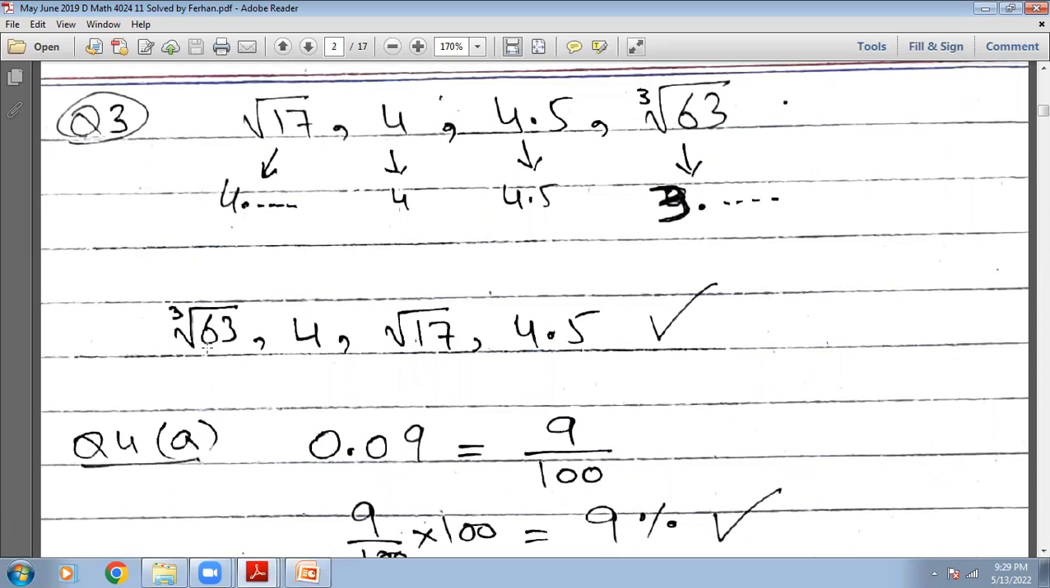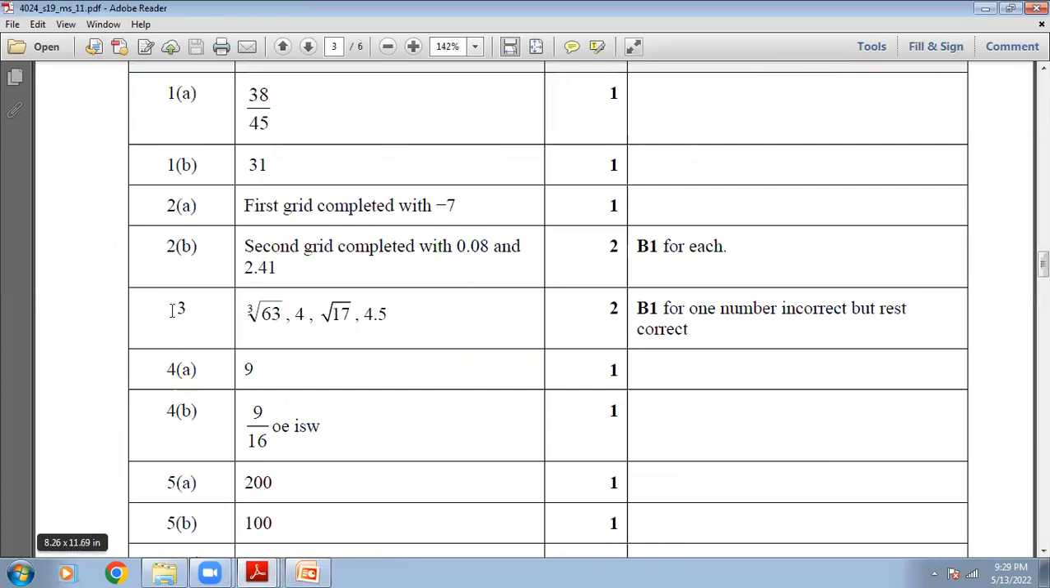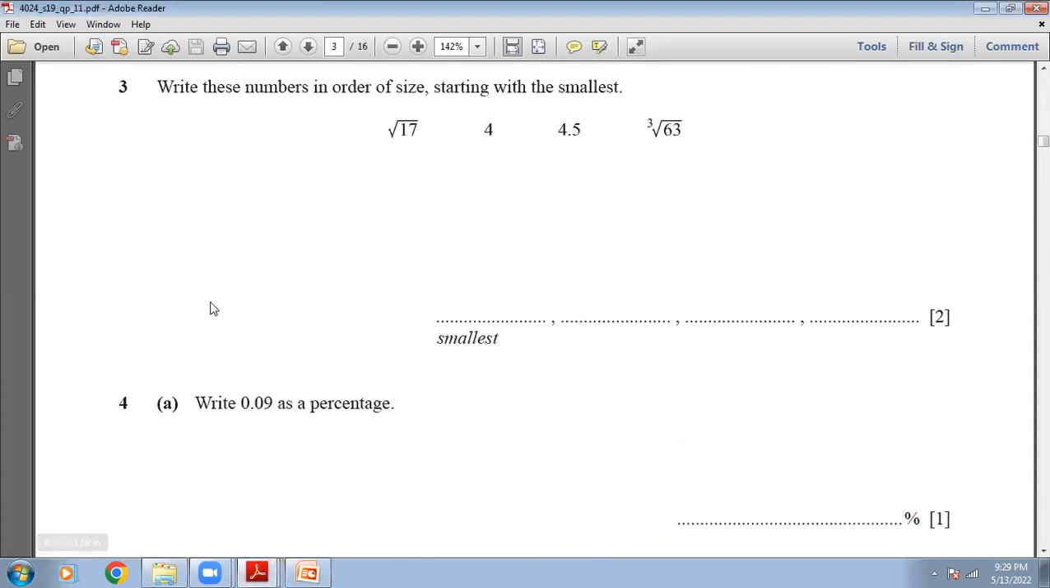So you can see I have put them in order. This question on this topic is not a simple question. Its difficulty level is a little higher. Here you have to think, do the guesswork and do the estimation. I hope you understand. So let me show you the answer. So our answer is right. I have already checked my answer with the marking scheme.